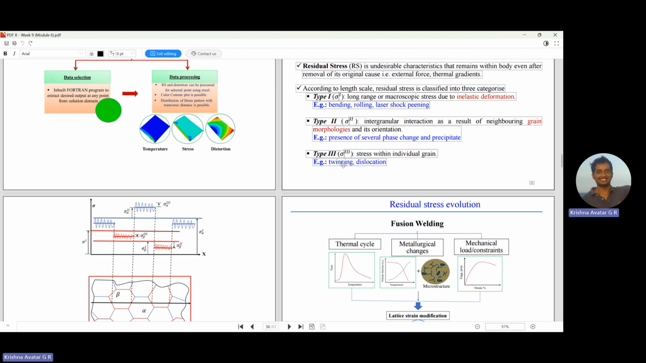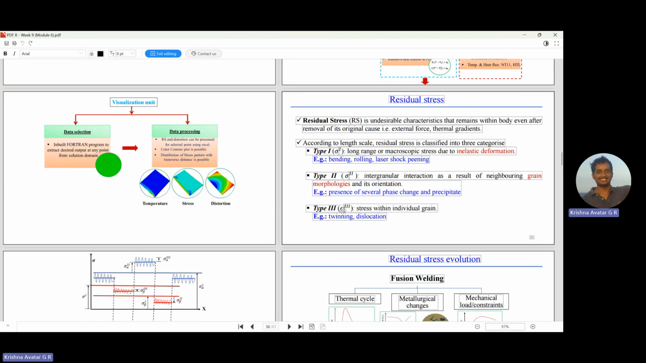For example, this happens because of twinning. In twinning you have different phases. Say at low temperature, we'll have different martensitic phases, with different phases along the boundaries. Although the deformation will be continuous, the deformation gradient won't be continuous, and that leads to discontinuity, which essentially creates stress. That is the residual stress classified under type 3.